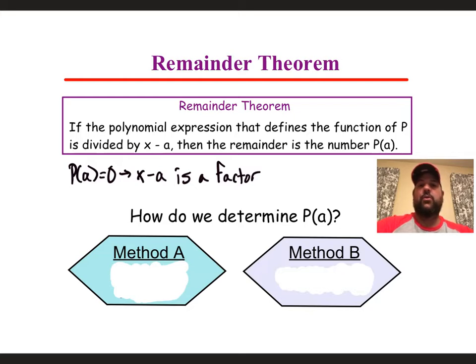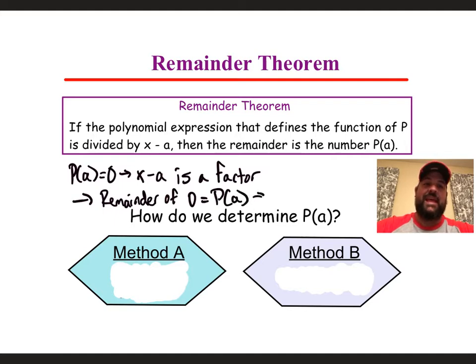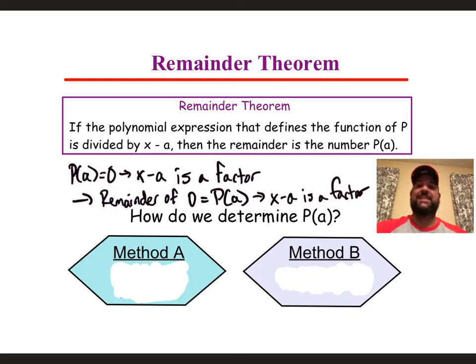And in this case, we're saying that the remainder, when you divide by x minus a, is equal to p of a. So what this is really doing in conjunction with the factor theorem is telling us that the remainder of 0 is going to be p of a, and that means that x minus a is a factor. Now, here's the thing. If I know that the remainder is the same thing as p of a, that really gives me two different ways of actually being able to determine if a linear binomial is in fact a factor of the polynomial or not.